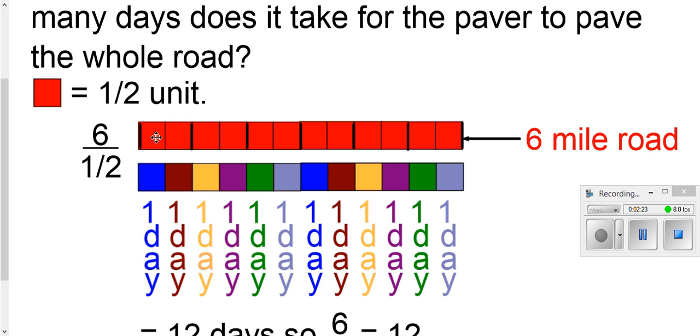So that means to be able to get 6 miles, we need a half here and a half here. So that's 1 mile, a half and a half, that's a second mile, and so on. So in other words, we have 12 of these half units give us our 6-mile road.